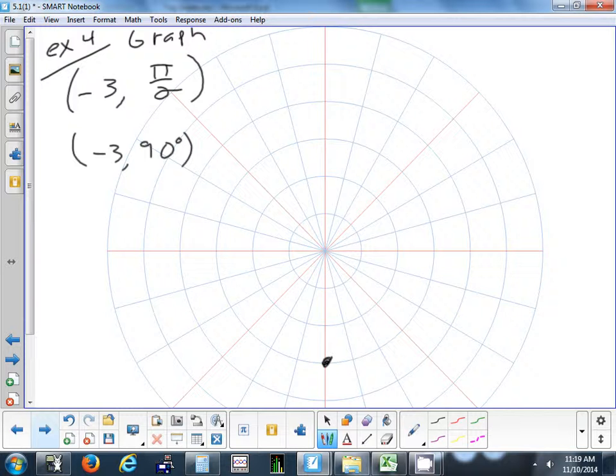Anybody see a different way to get to that point? Besides going, let's see, we went 3 to the left, and then we went that way. Okay, what would be a coordinate to do that?